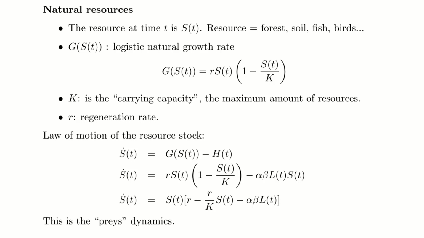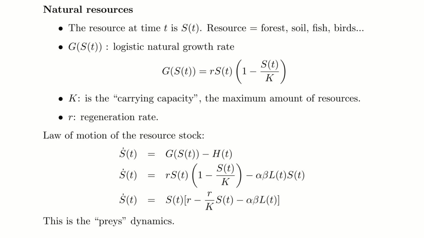Here we start with the resource dynamics. So the natural growth rate of the resource stock is logistic. It is G of S equals RS (1 minus S over K). R is the regeneration rate, which is assumed to be relatively slow on the island since palm trees take a long time to reach maturity. K is the carrying capacity of the island. It is the maximum value of S possible, which is reached when there is no harvesting.